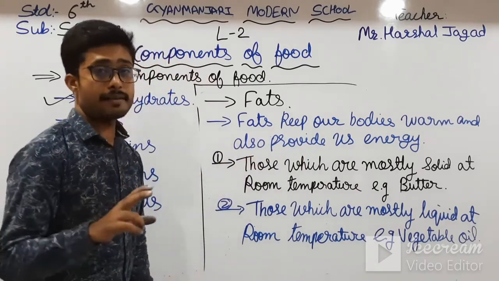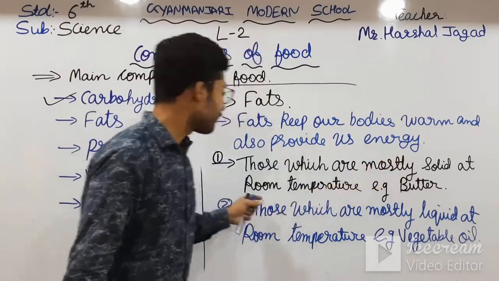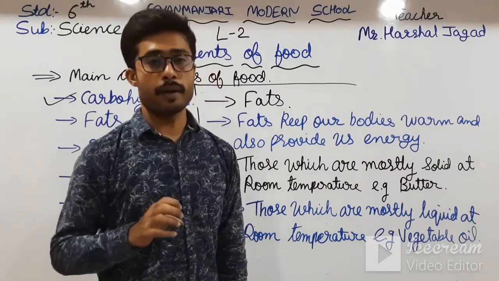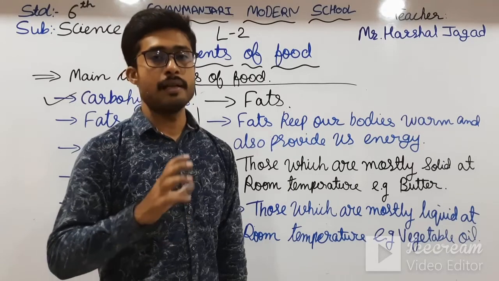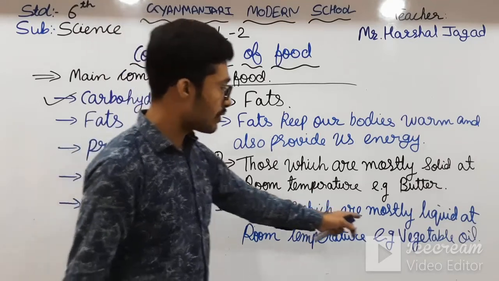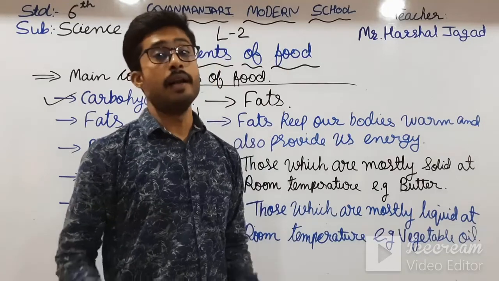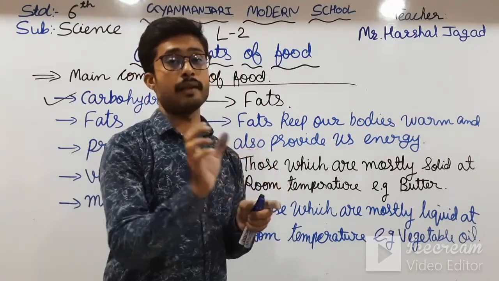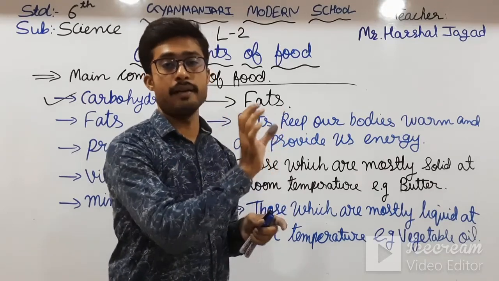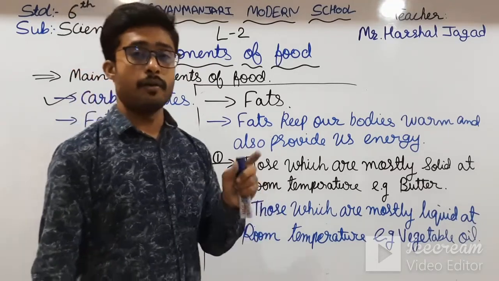And the fats are further divided into two types. Those which are mostly solid at room temperature, like butter. If you heat it, it will turn into liquid. And those which are mostly liquid at room temperature, that is vegetable oil. If you cool the vegetable oil, it also converts from liquid to a solid substance. So these are the two main types of fats.